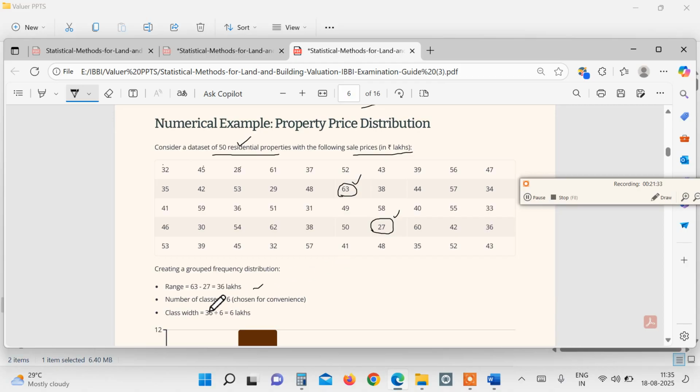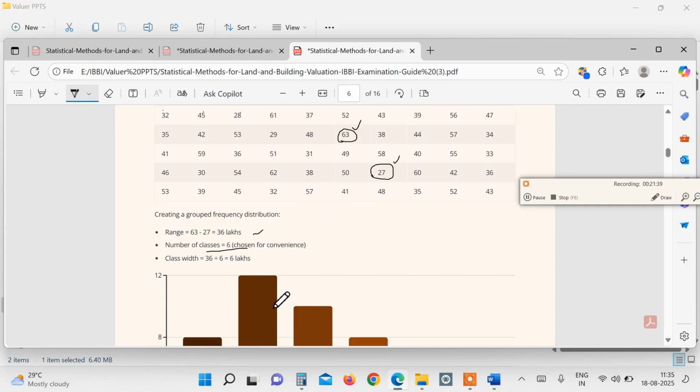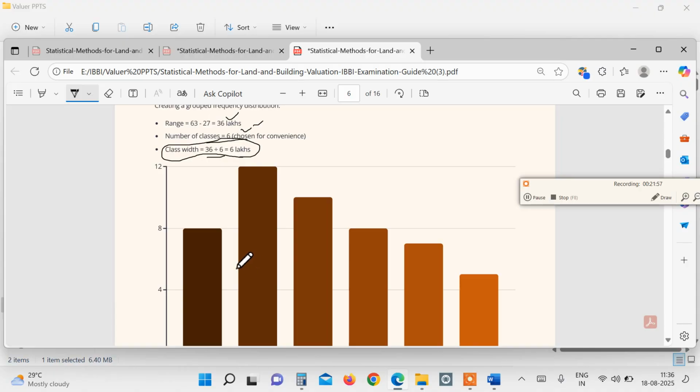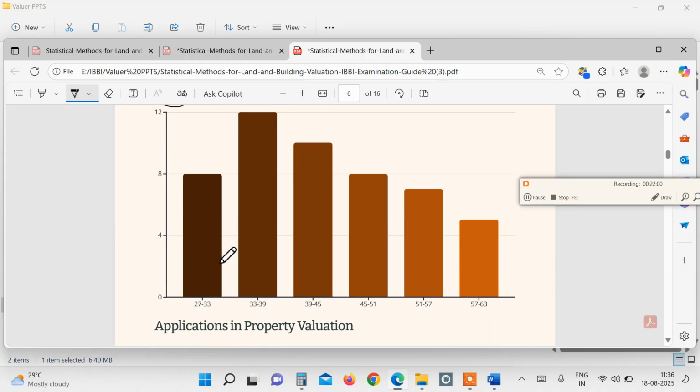So let us suppose we use 6 classes. We divide this 36 lakh range into 6 classes, which means the class width will be 6 lakh. So how do we prepare a graph? We prepare a bar graph by using the data above. See here, first, we have 8 properties whose value varies between 27 to 33. Then we have 12 properties whose values vary from 33 to 39 lakh.